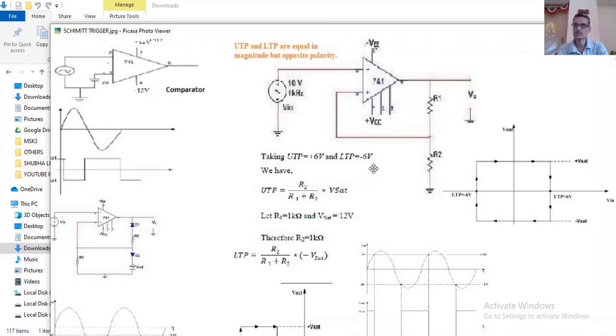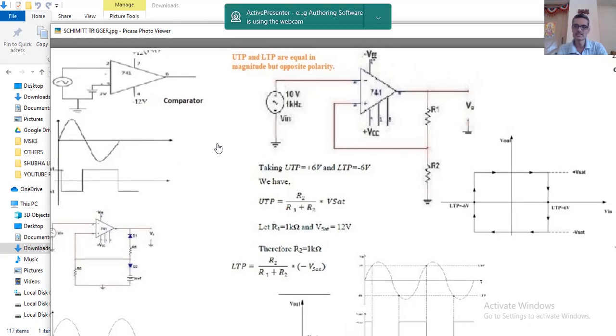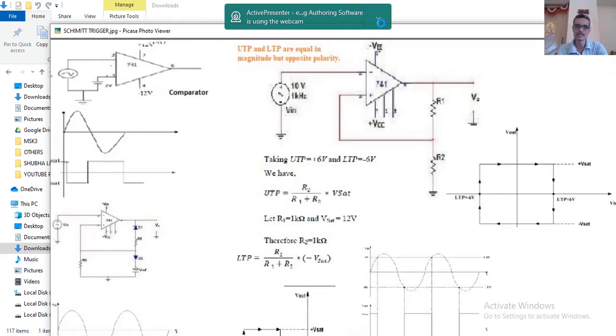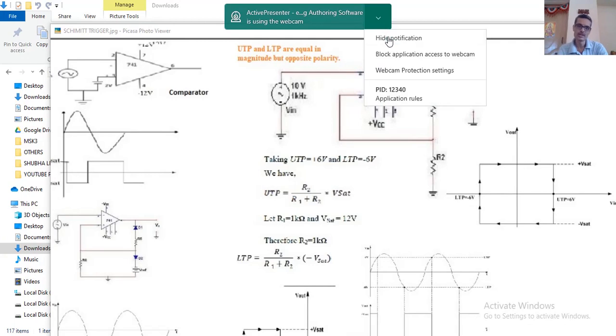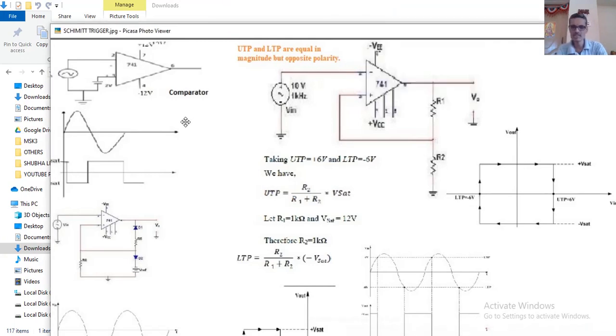Hello everyone. In this video, I'm going to explain the working of a Schmitt trigger circuit, which is one of the experiments in the lab. Now, see, this experiment is divided into two parts. The first one is a simple comparator. The second one is the Schmitt trigger.